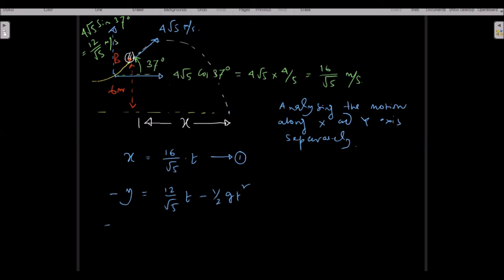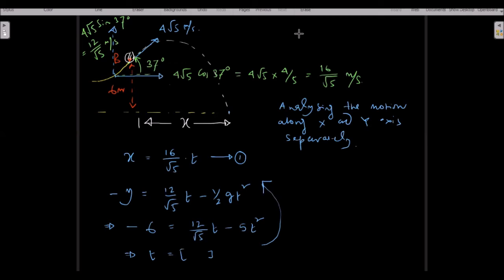So substitute the values here. Minus y means how much? Minus 6 only, is equal to 12 by root 5 into t minus 5 t square. So from this, t will be found out. If we substitute this value of t in equation number 1, you will get the value of x. Okay, so I hope the problem is understandable for everyone. Right, you got it? Fine.